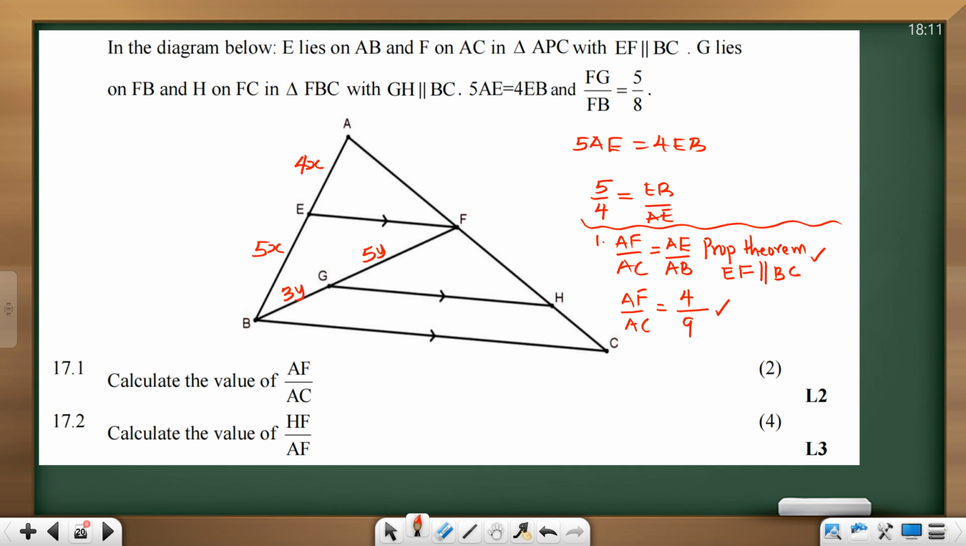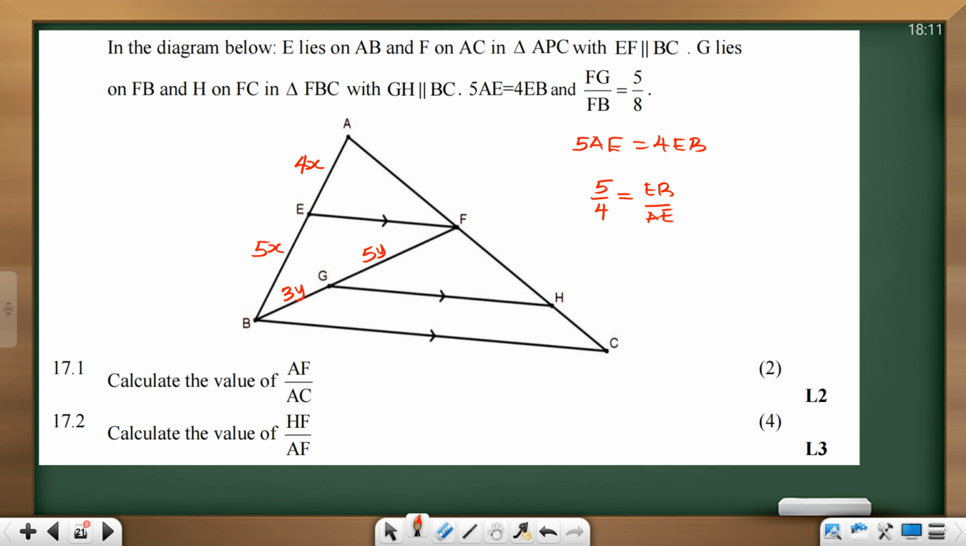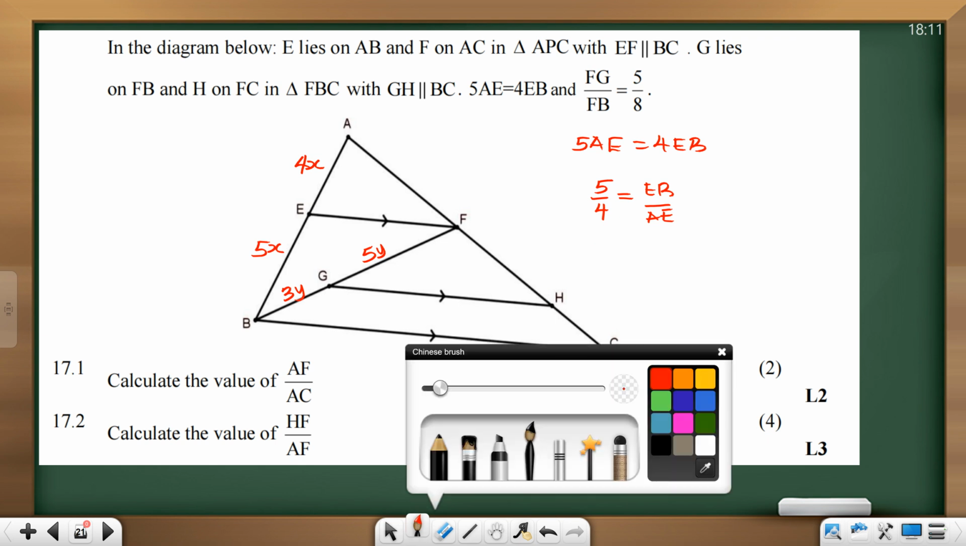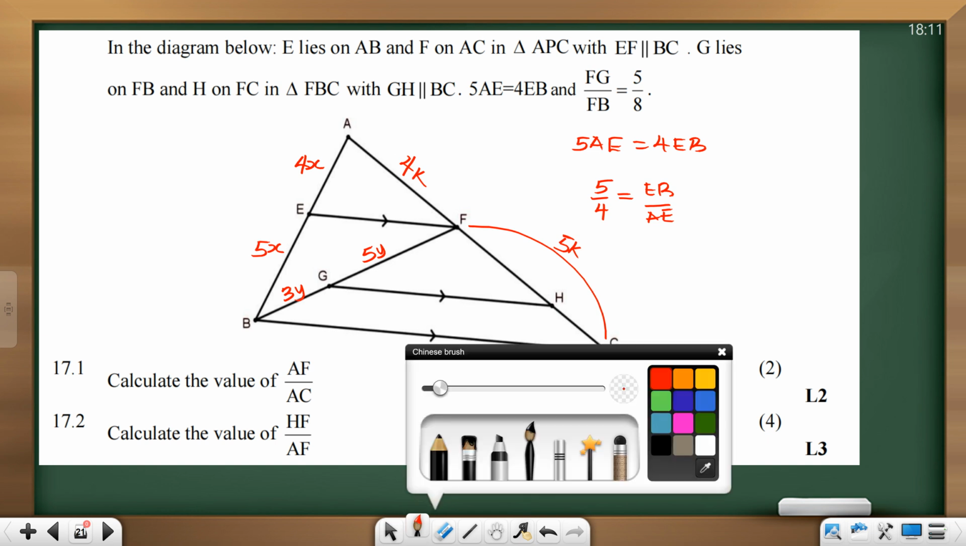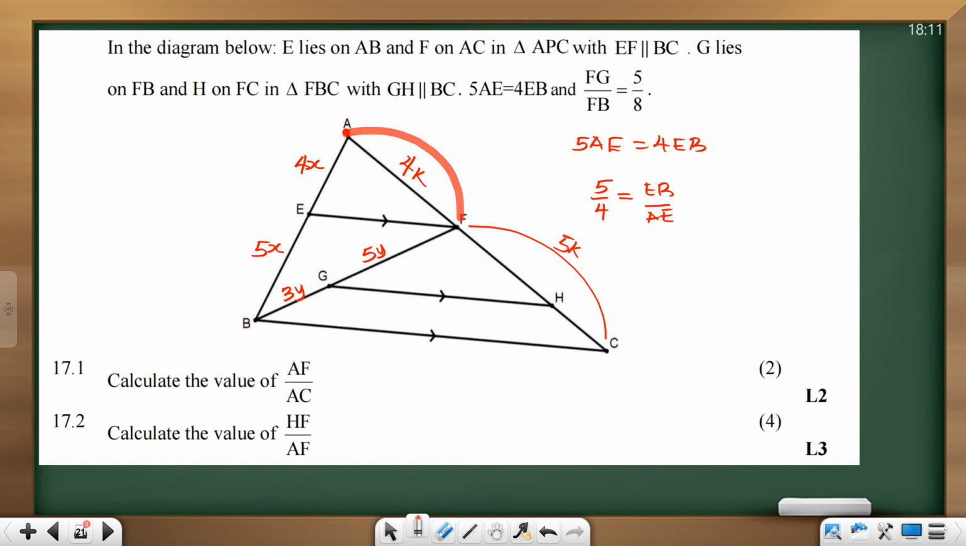Okay. Now, you know what I will do for the second one? I would go and write what I have now. Check on the second one. I now have my AF as 4, let's say 4K. And this is what? 5K. Remember it's 9. We got 9 there, right? Does that make sense? Remember from the first question, it is 4 over 9. But I know this part as 4, so this part becomes what? 5. It's always good, write what you have gotten.